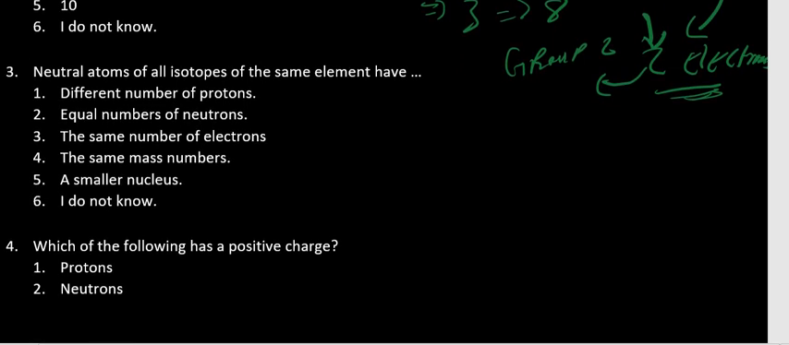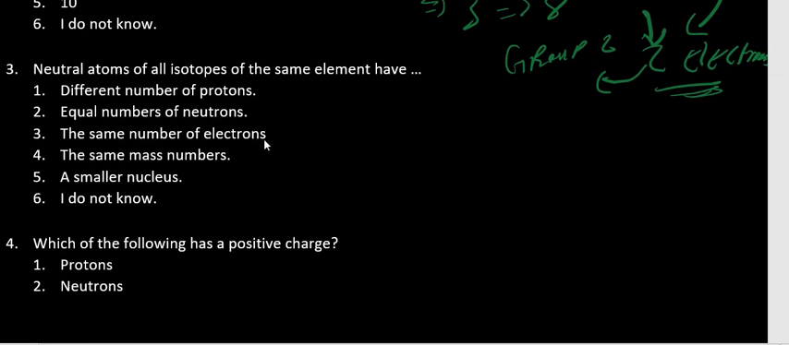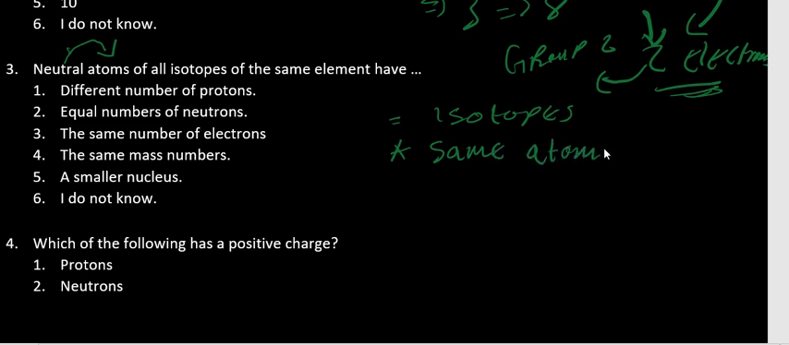Okay, so the next one is saying, neutrons of all isotopes of the same elements have neutral atoms of all isotopes. Okay, so these are neutral atoms, which normally we just say atoms. So this question is simply saying atoms of all isotopes, and we know that when we talk of isotopes, one thing we need to understand is that they have the same atomic number. That's the first one.